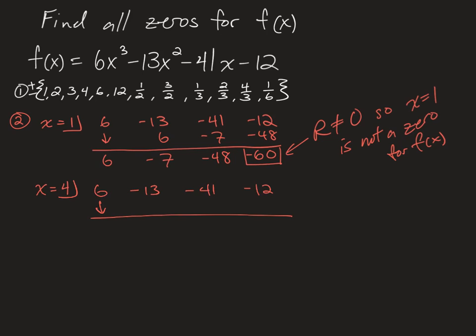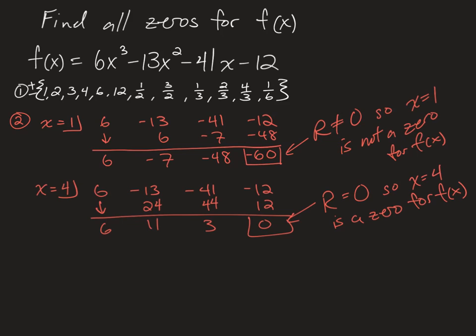This is 6, not 24. 4 times 6 is 24. This is 11. 4 times 11 is 44. 44 minus 41 is 3. 4 times 3 is 12. The remainder is 0. So this remainder equals 0, and that tells you x equals 4 is a 0 for f of x. So I'm going to have my answers up here in green. So I know x equals 4. That's just part of my answer already.